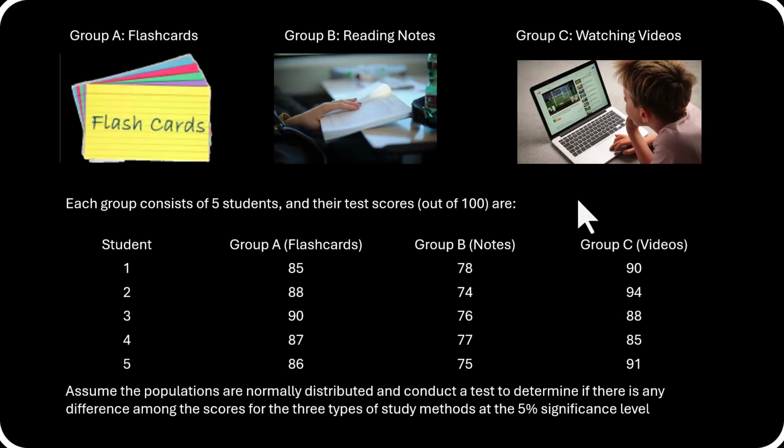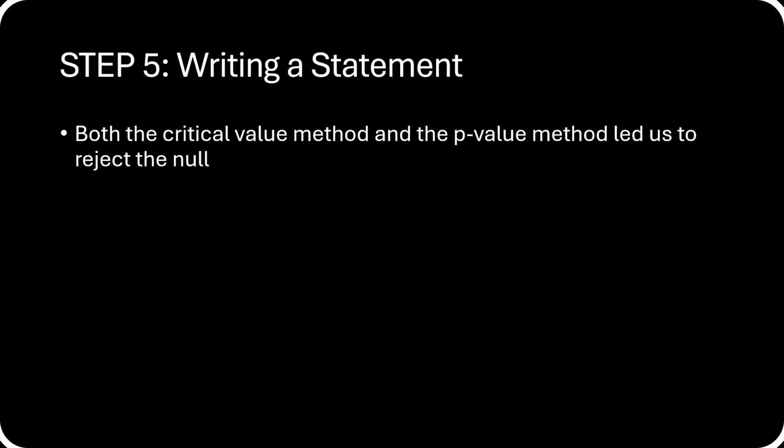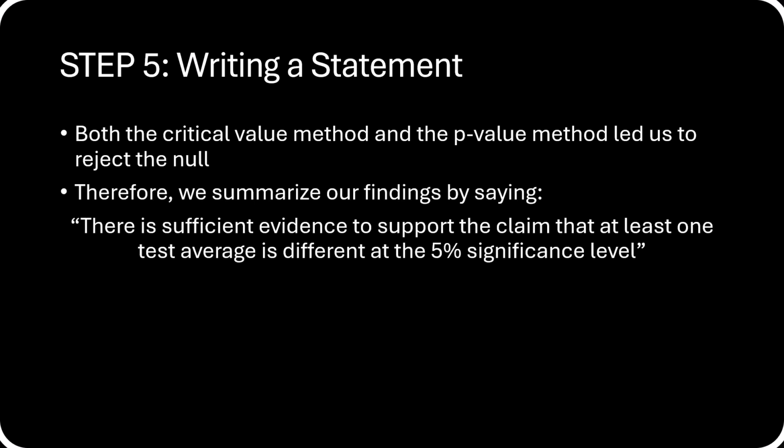So at this point, we've gotten so bogged down in the minutia of conducting the test that we might have absolutely forgotten what we're doing anyways. So let's just remind ourselves what this is all about. This teacher randomly assigned students to 3 groups and asked them to use these 3 different methods when they studied, and then she recorded their exam scores. So our decision is to reject the null. So we would summarize our findings by saying that there is sufficient evidence to support the claim that at least one test average is different at the 5% significance level.